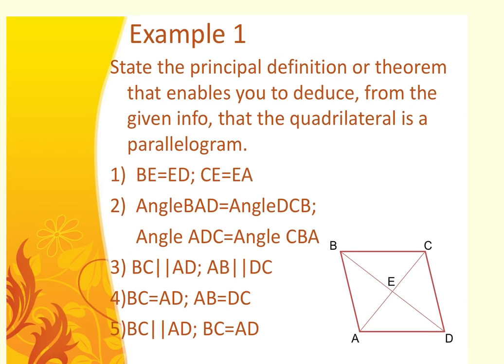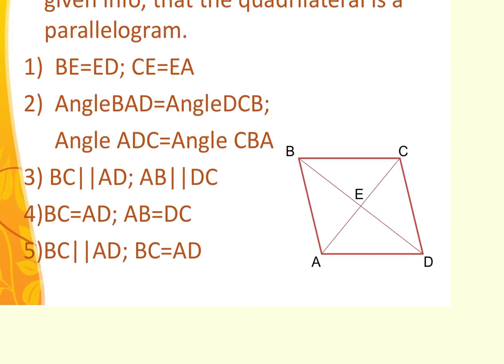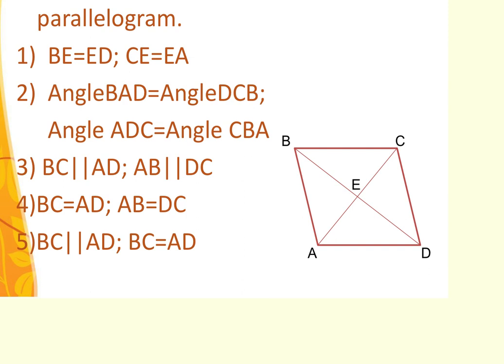All right. Example 1 says state the principal definition or theorem that enables you to deduce from the given info that the quadrilateral is a parallelogram. So we've got the picture here. Number 1 says BE equals ED and CE equals EA. So these are our diagonals. This is the parallelogram diagonals converse. It says if both diagonals are bisected, then the quadrilateral is a parallelogram.